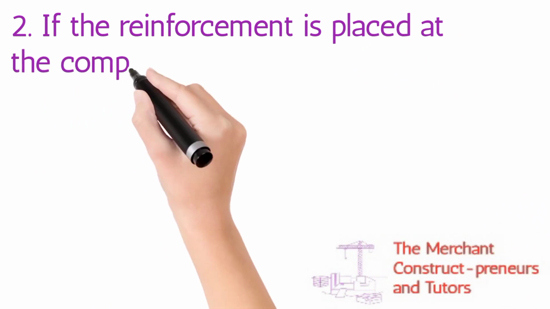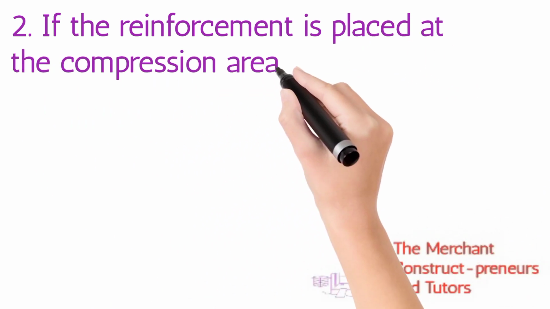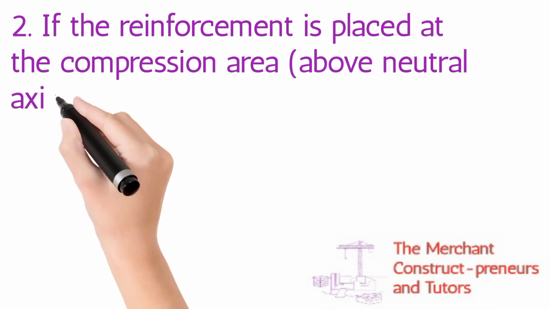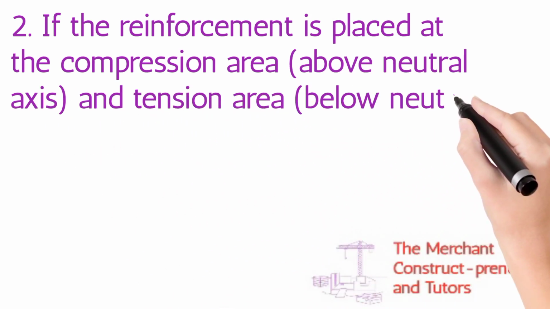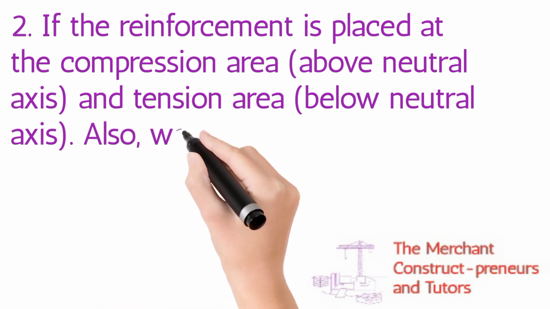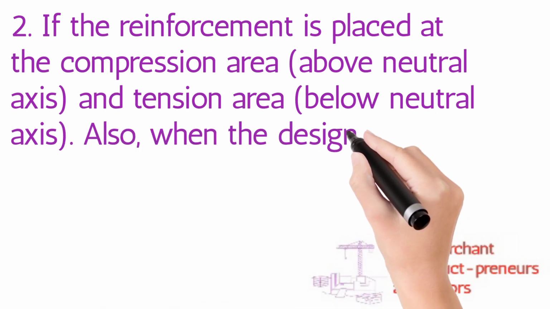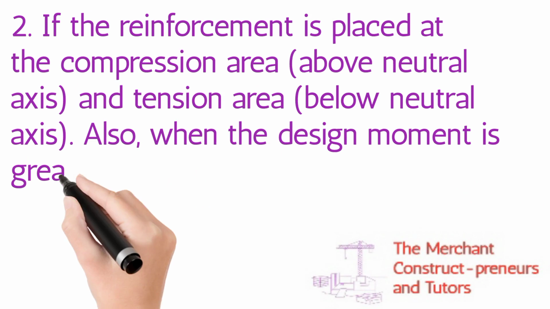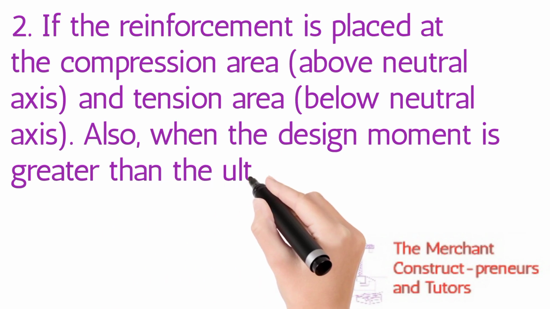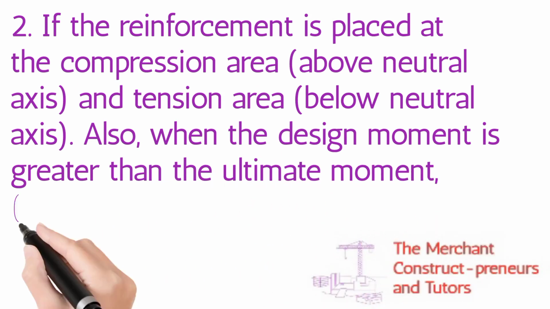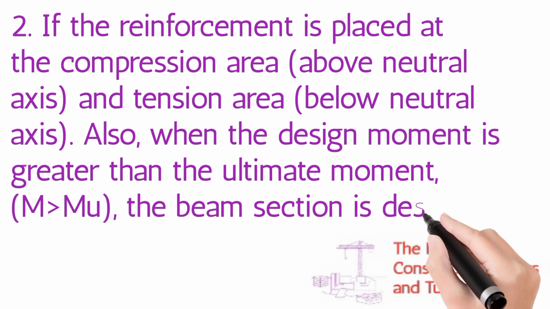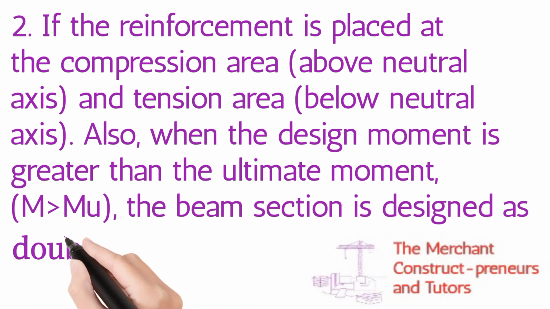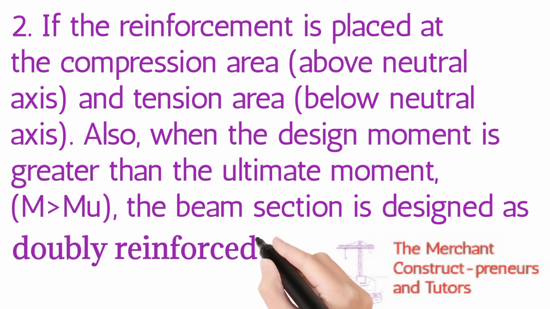Now for the second part of the classification based on the position of the reinforcement: if the reinforcement is placed at the compression area, that is above the neutral axis, and also at the tension area below the neutral axis. I'm using the rectangular section as an example. If you divide the rectangular section at the center, that is the neutral axis. Above, to the top, is the compression area, while below, to the bottom, is the tension area.